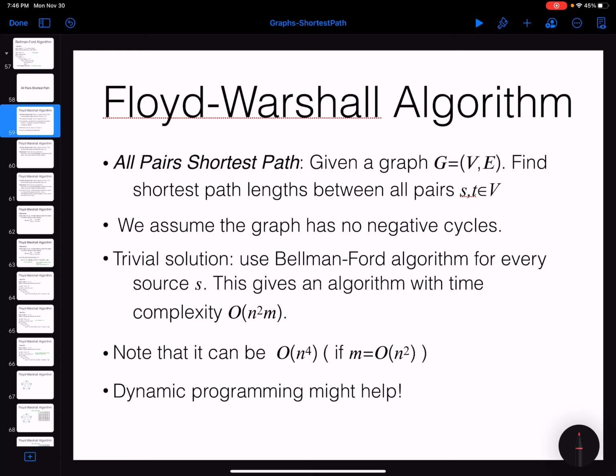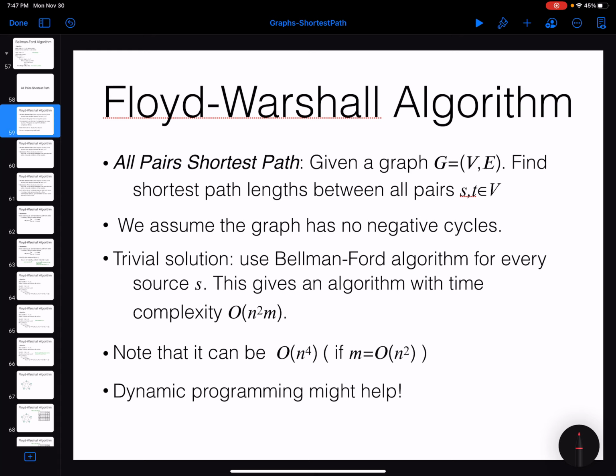Now our problem is that we want to find the shortest path between all the nodes in the graph. How can I actually solve this problem? A naive solution, assuming that the graph can have negative edges but not negative cycles. Be careful: if there is any negative cycle in your graph, the shortest path problem cannot be solved.